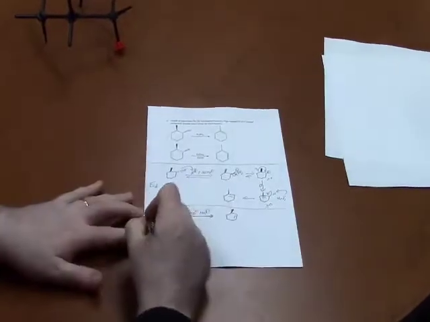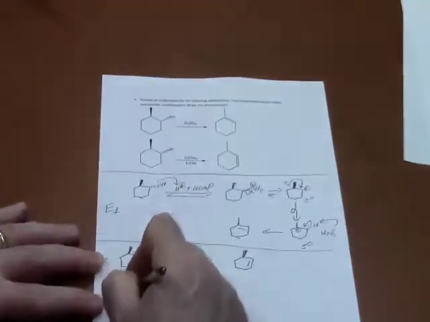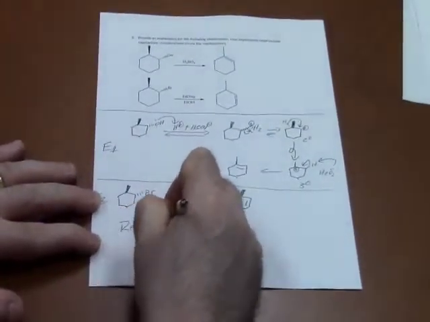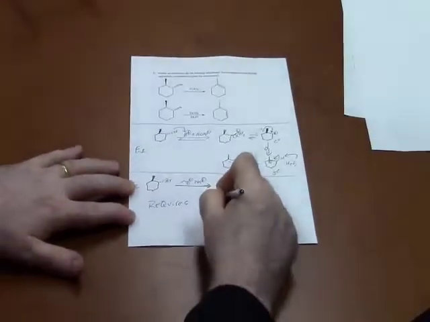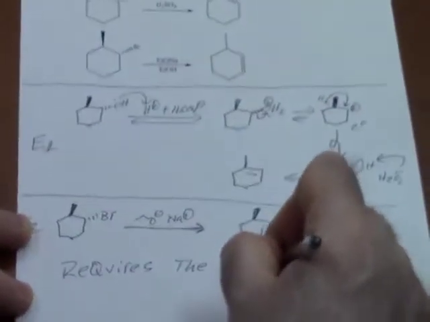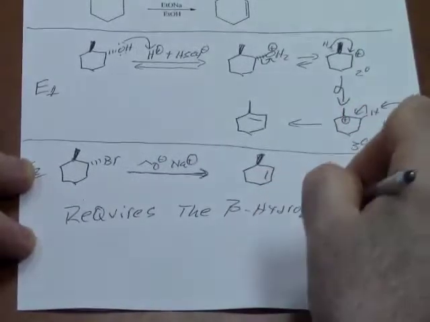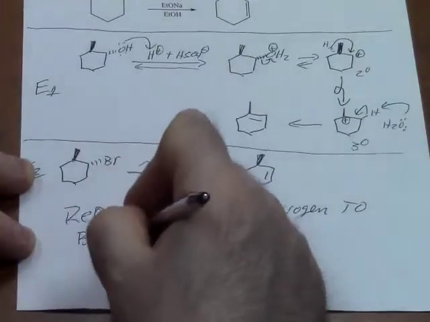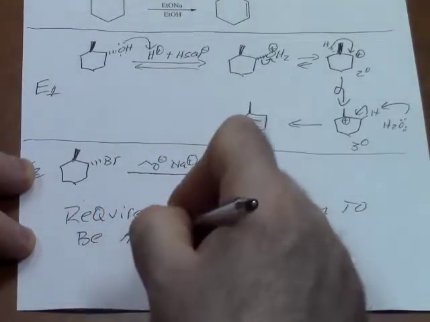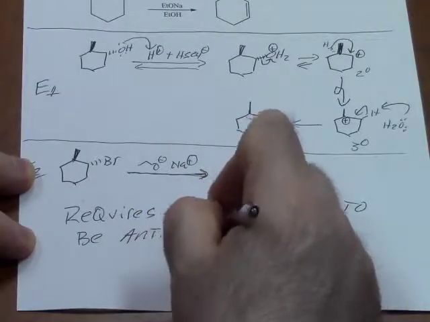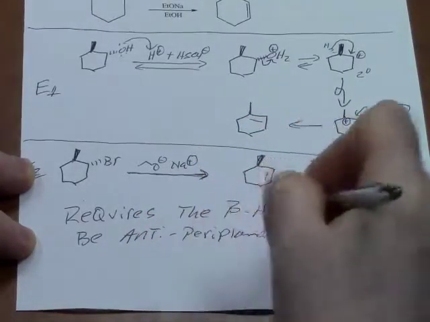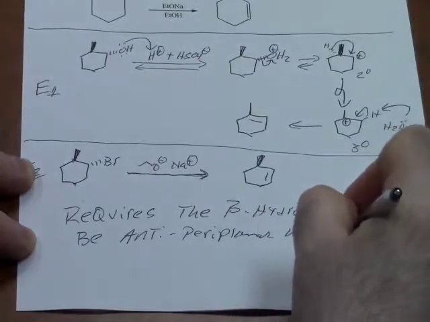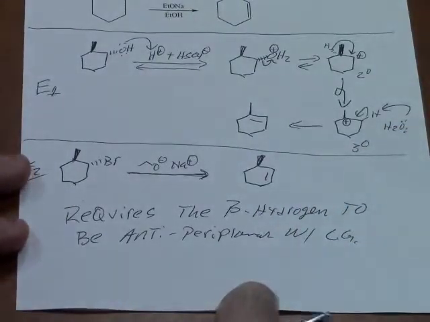It all has to do with the fact that an E2 mechanism requires the beta hydrogen to be anti-periplanar with the leaving group. Okay, and that's why.